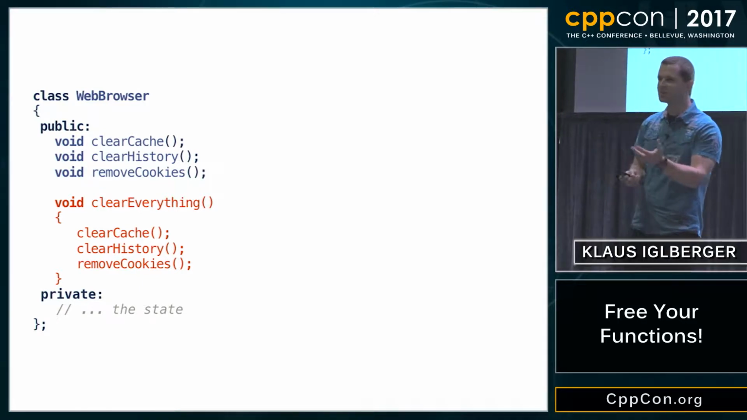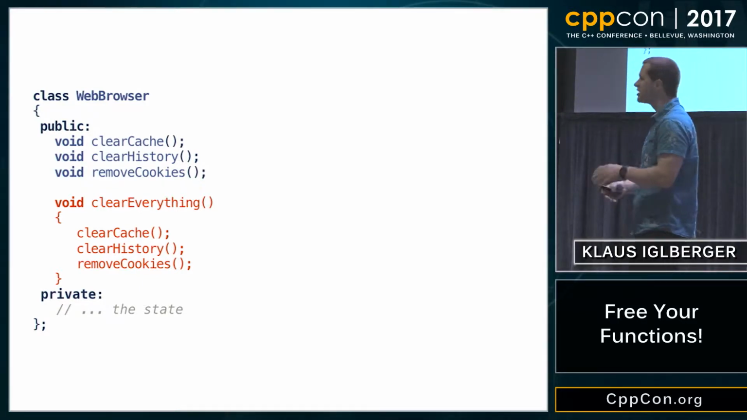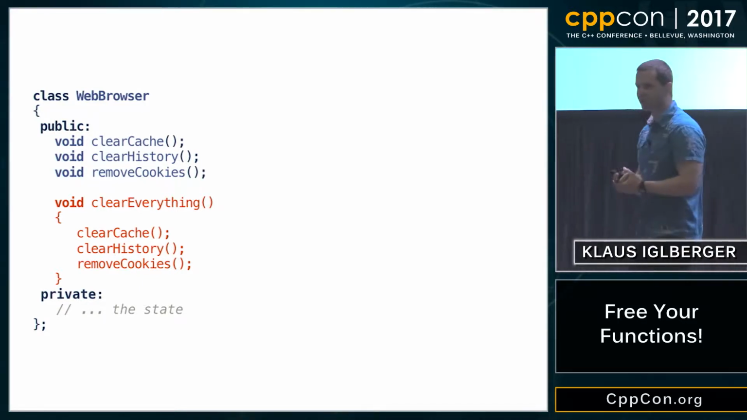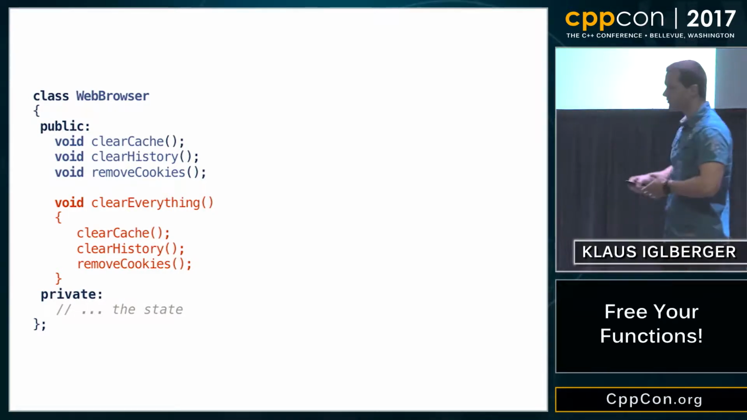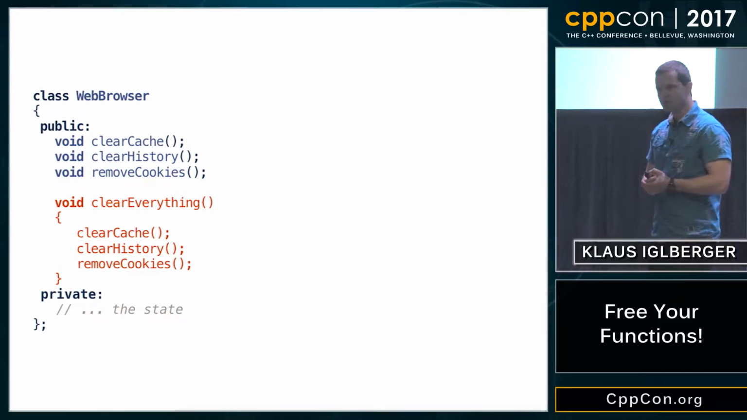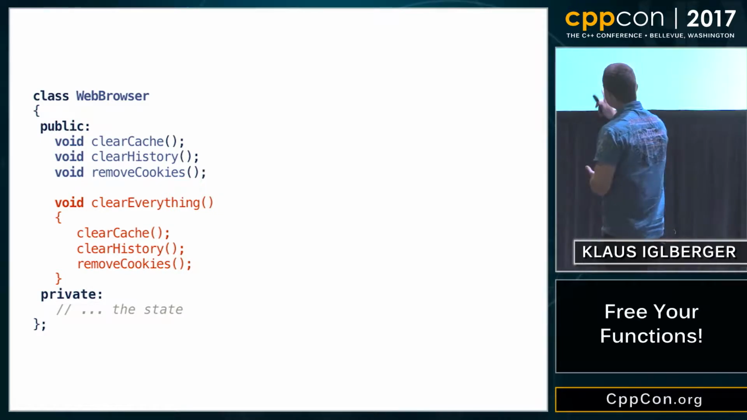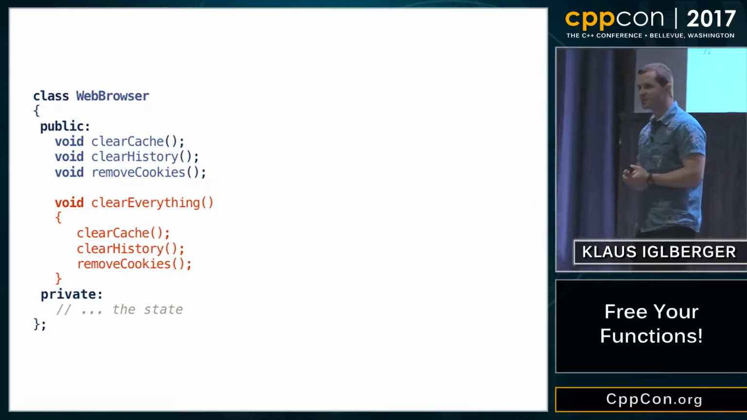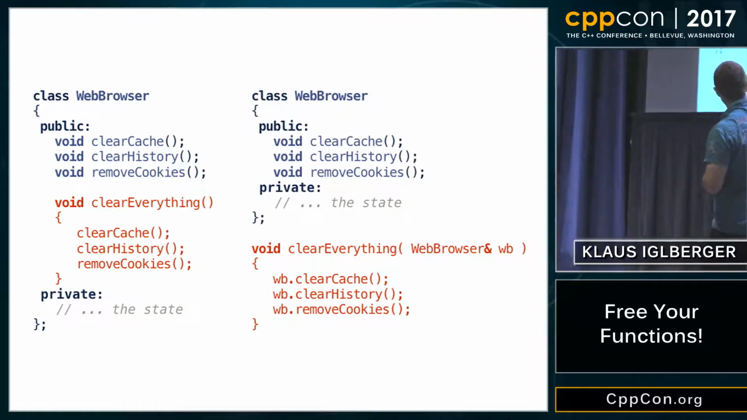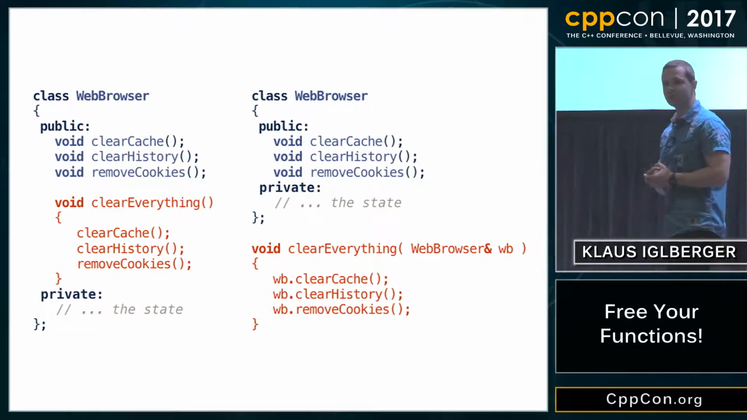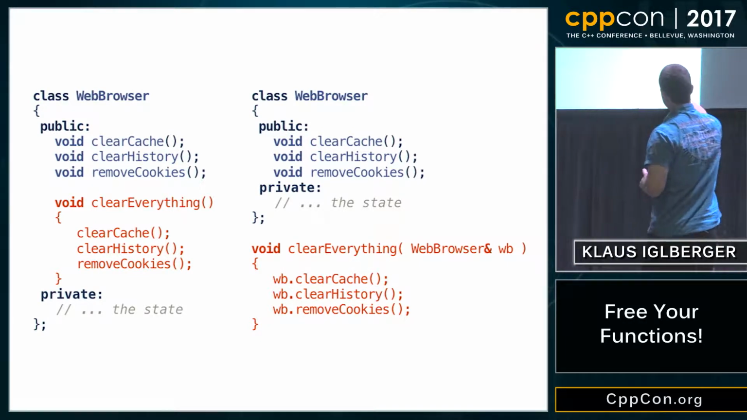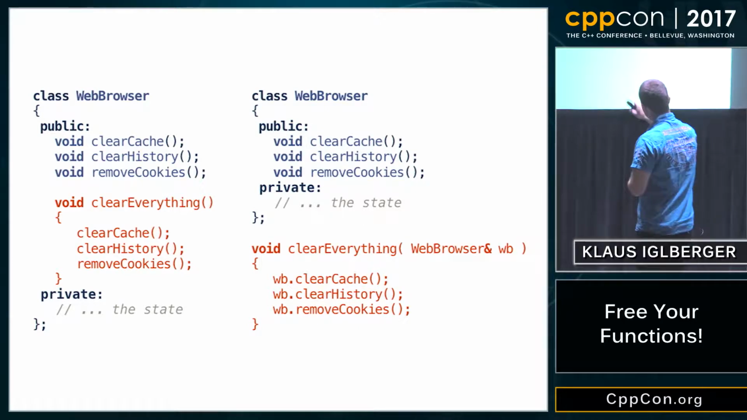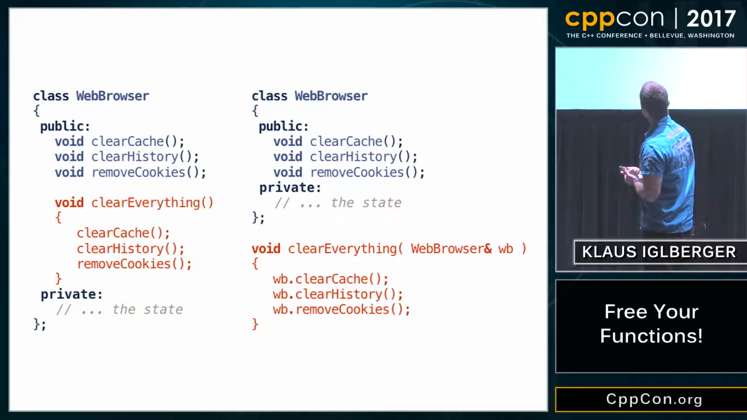And because it's 3, I want to have a convenience function, something that just clears everything, a clear everything function that calls these 3 other functions. And Scott is really adamant about this. This is not what you should do. This is not how the class should be defined. What you should have is a clear everything as a free function, which is of course a little different. It has passed a reference to non-const and is calling the 3 public member functions.